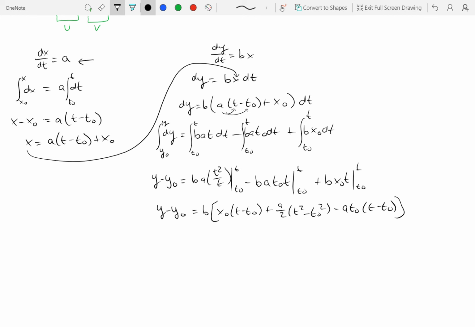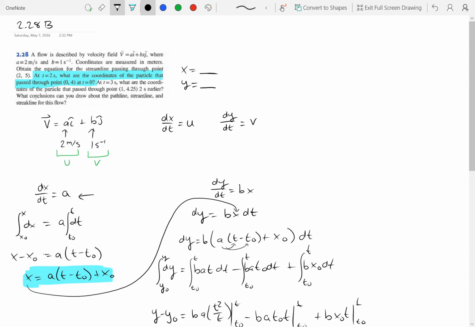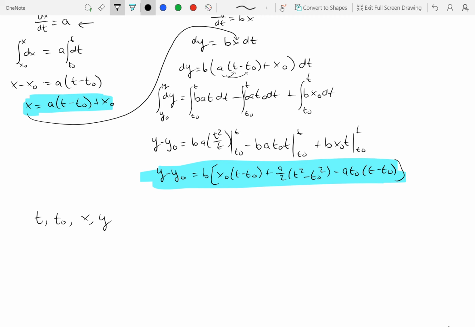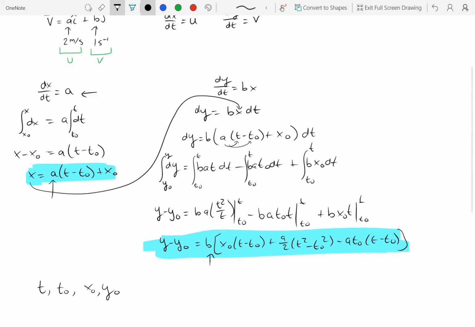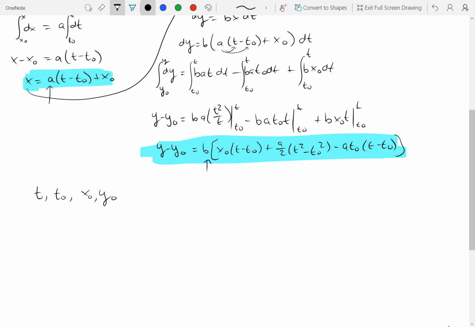So what we have now is an equation for x and an equation for y, and if we go up to the problem, we have a time t, we have a t naught, and we have points. So if you think about it, what we have is t, t naught, x naught and y naught. If you look at these two equations, we actually have everything that we need. Also, we have a's and b's. As you can see right here, they actually gave those to us as well. a is equal to 2, b is equal to 1. We have a and b.